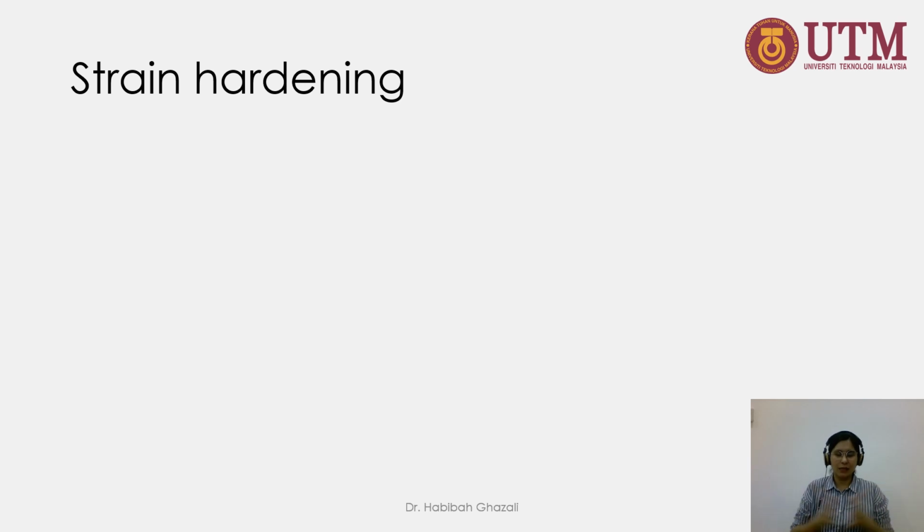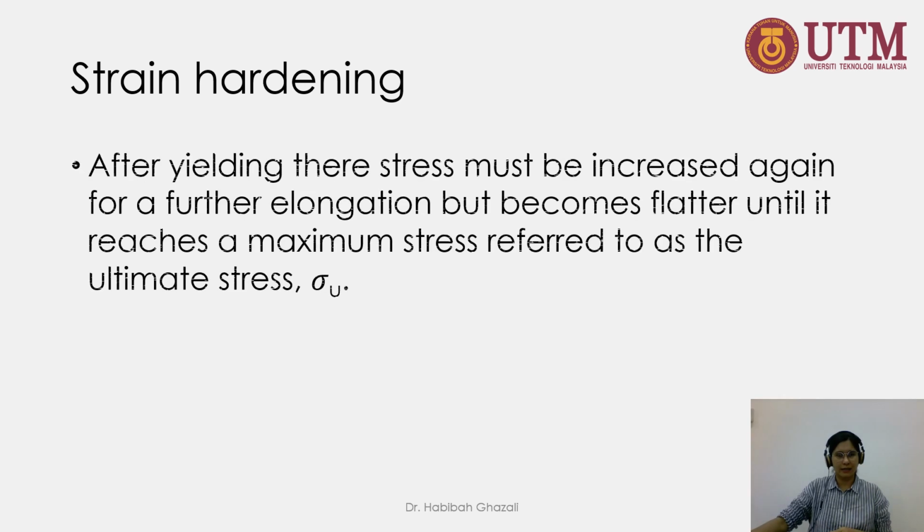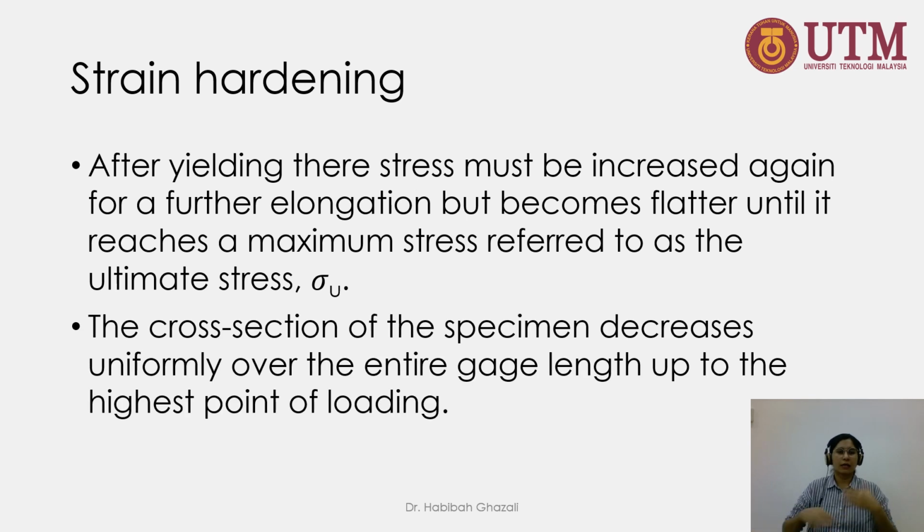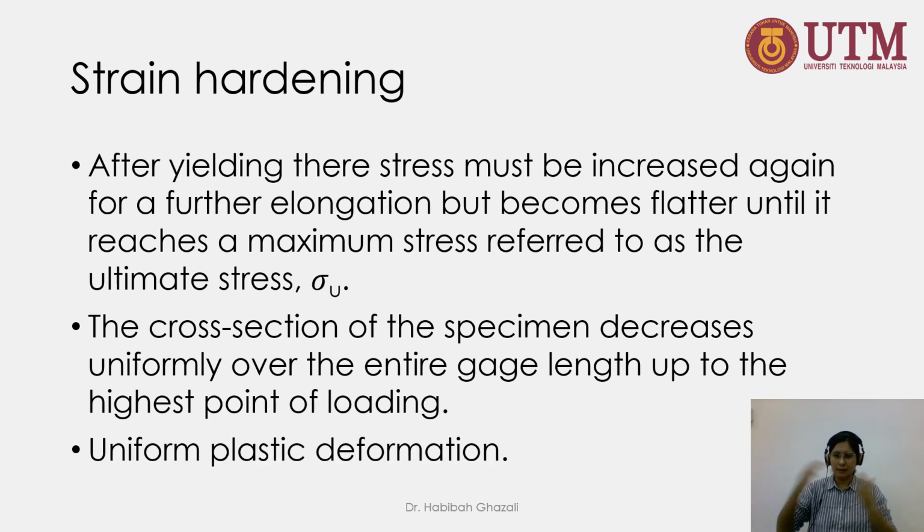After yielding, we can observe a region that we call strain hardening. In this region, the stress must be increased again for further elongation because of the entanglement of the dislocations that have been introduced to the material, until it reaches a maximum stress that we refer to as the ultimate stress. The cross-sectional area of the specimen decreases uniformly over the entire region of strain hardening, so you cannot see the necking happening yet.